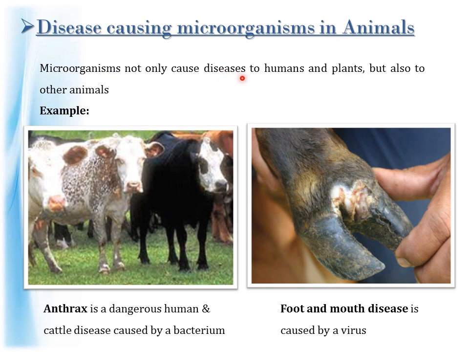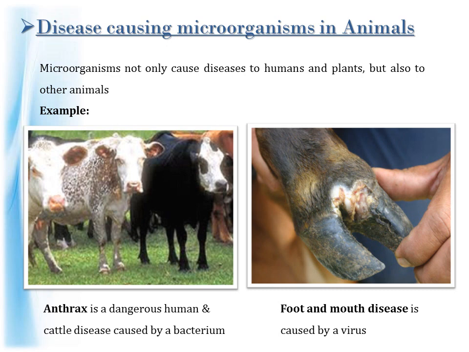Microorganisms not only cause diseases in humans and plants, but they also cause diseases in animals. Example, anthrax. Anthrax is a dangerous disease of humans and cattle caused by a bacterium. See these grey or black spores that you can find on this cow, they are a symptom of anthrax. Anthrax is caused by a bacteria known as Bacillus anthracis. Anthrax can be found naturally in soil, and when animals eat plants infected by this bacteria or drink water contaminated by this bacteria, the cattle get affected.